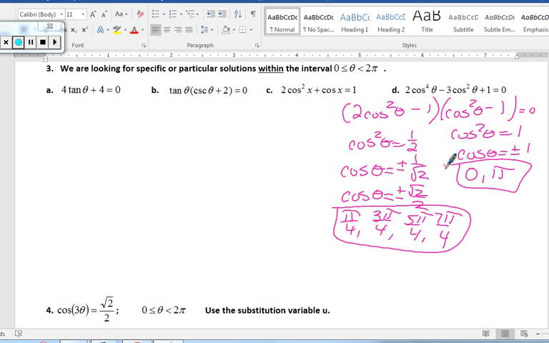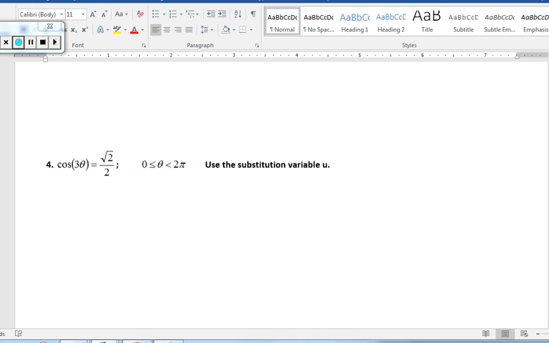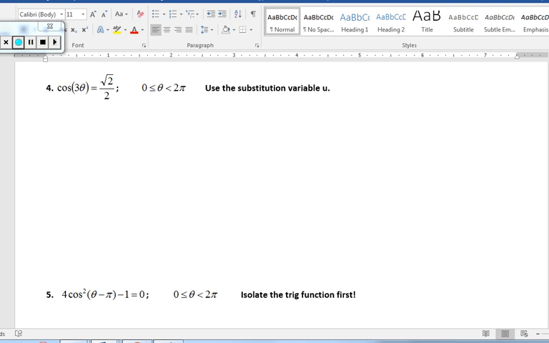All right, so those are kind of your basic problems. We do get into situations where we're looking for multiple angles in here. So first thing I'm going to do when solving this is let mu equal 3 theta. So I'm going to take out the 3 theta, substitute it with mu.